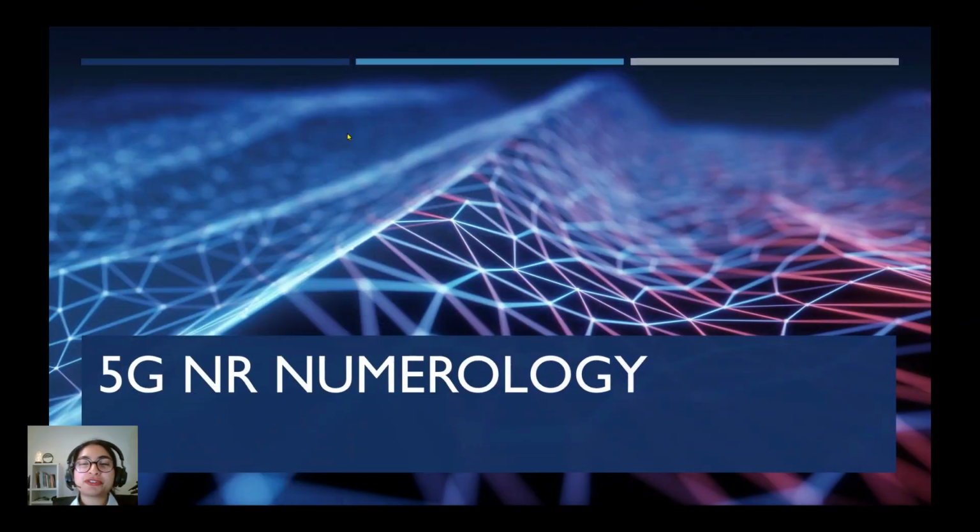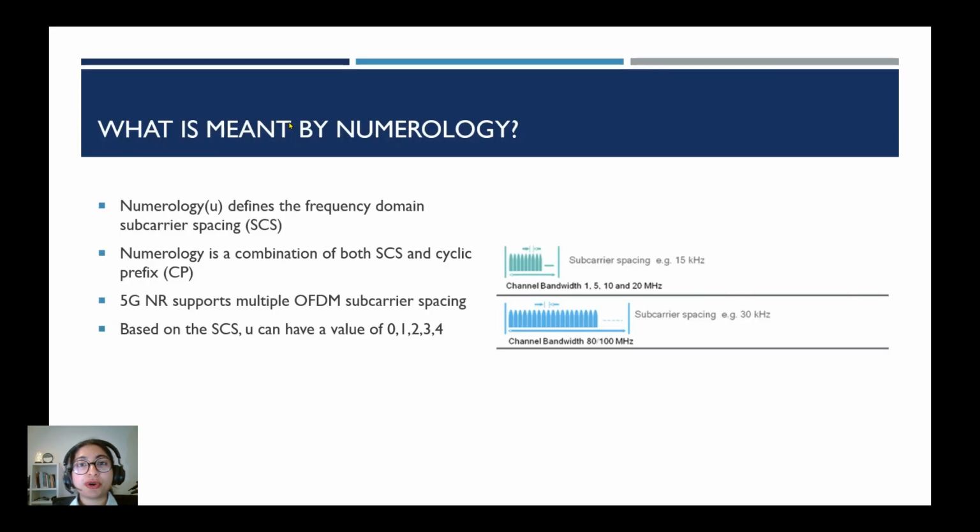In this video, I will try to explain the basics of 5G NR numerology. What exactly is meant by numerology? So numerology, denoted by the Greek letter mu, defines the frequency domain subcarrier spacing. Numerology is a combination of both subcarrier spacing and cyclic prefix.